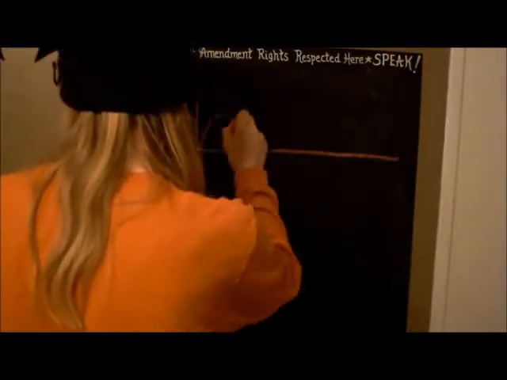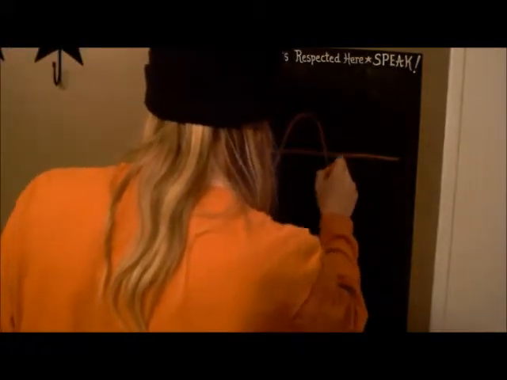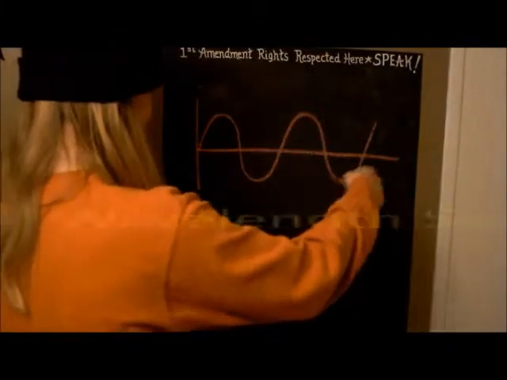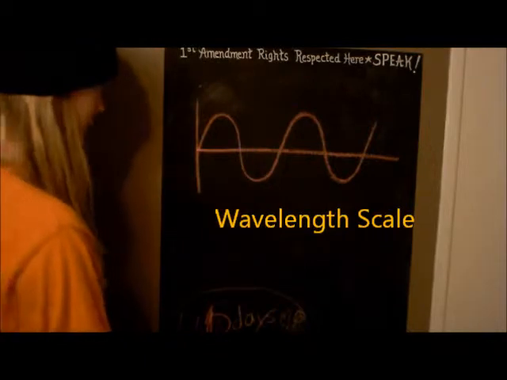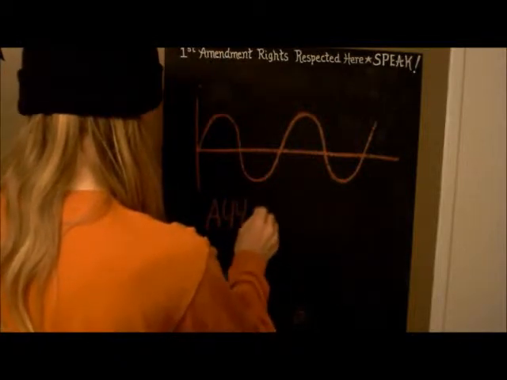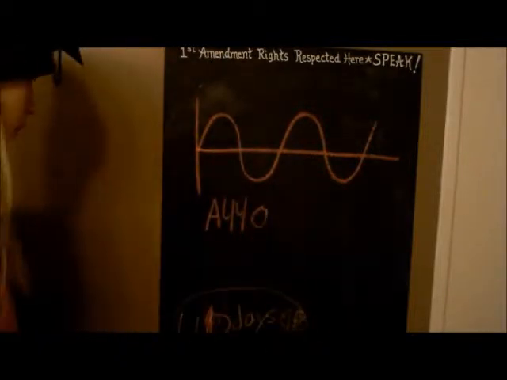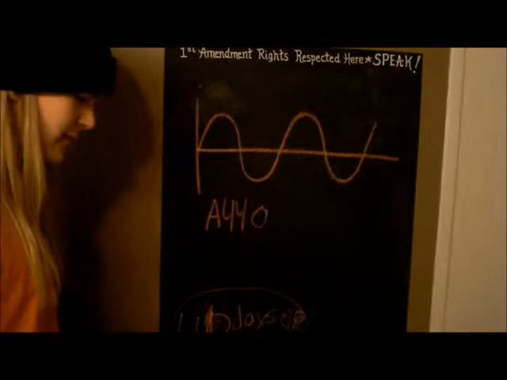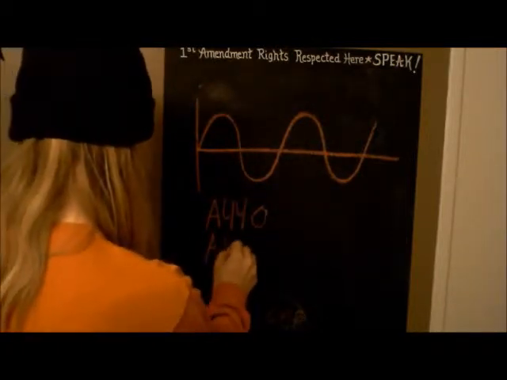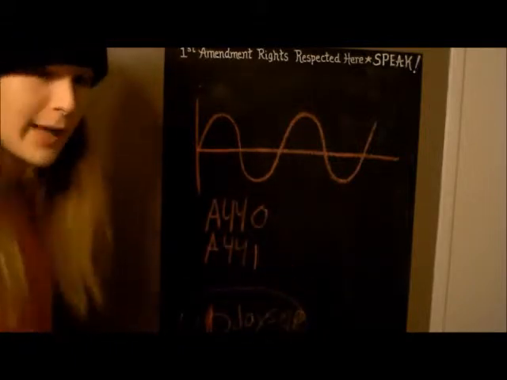If we draw our wavelength of A, it looks just like that. And as you can see, it goes up and down and up and down. It's probably standard A right there. Now, the frequency of A is A440, just like that. So what if we had a wavelength, or frequency rather, of A441? What would happen then?